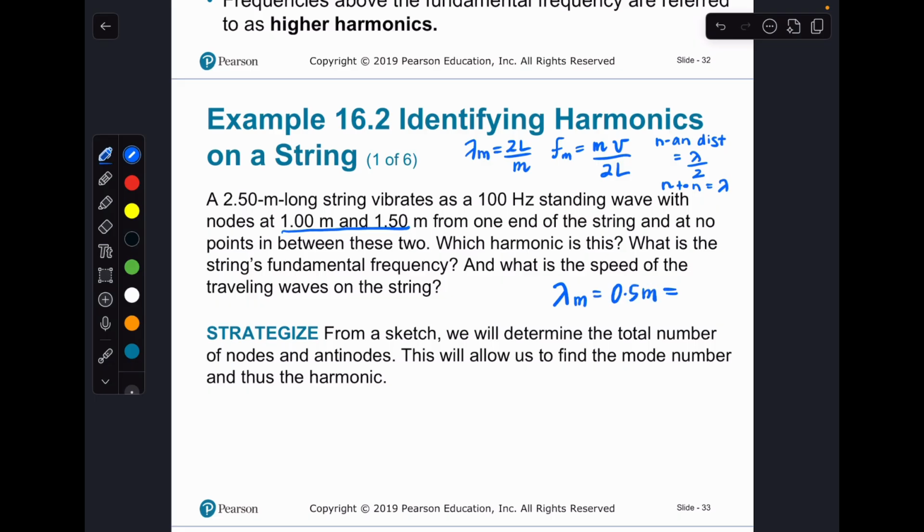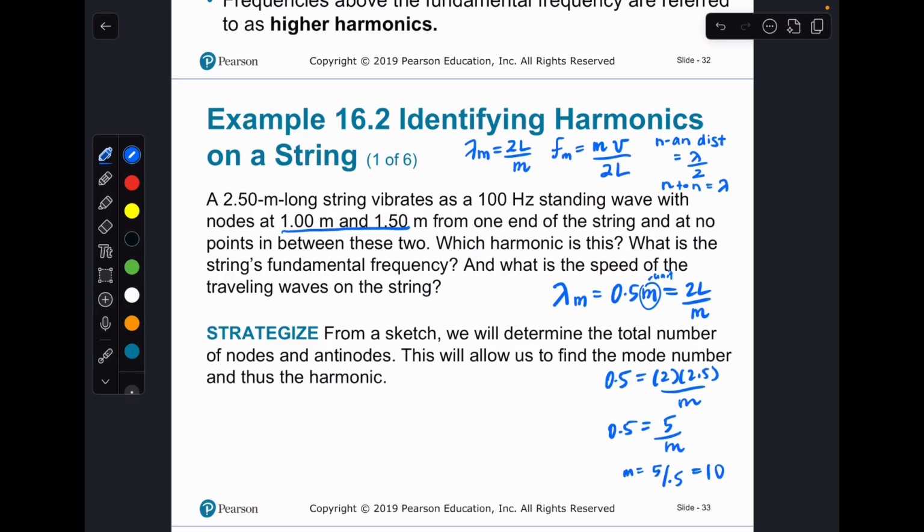So we can solve. We know that the wavelength of our wave, this is a unit, the unit m, is equal to 2L over our unknown mode, m. Well, we know what L is, so we can solve for that mode, right? 0.5, I'm going to drop my units just for clarity here, is 2 times 2.5 over m. 0.5 is equal to 5 over m, and therefore m is going to be 5 over 0.5, which happens to be 10. So we're at mode 10 here.